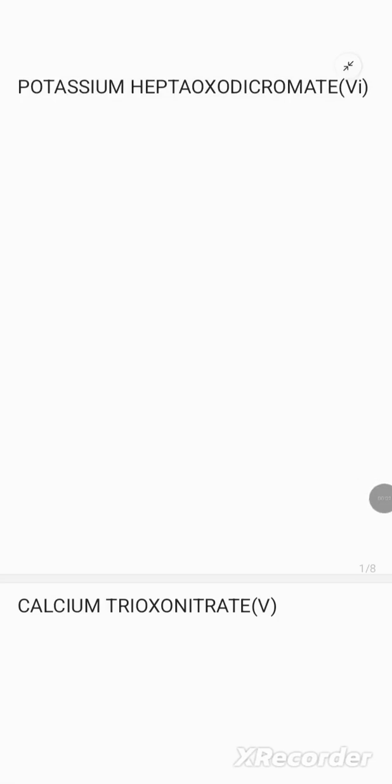Hi guys, let's do this kind of question. Let's say we are asked in the exam that we should convert this potassium heptaoxodichromate(VI) into a formula. So how are we going to convert this into a formula?